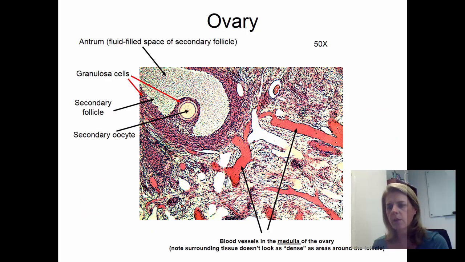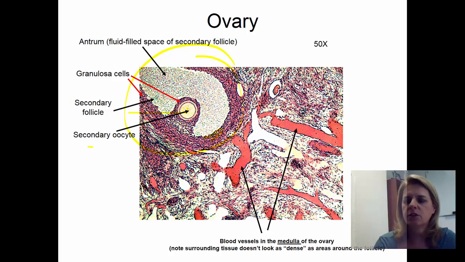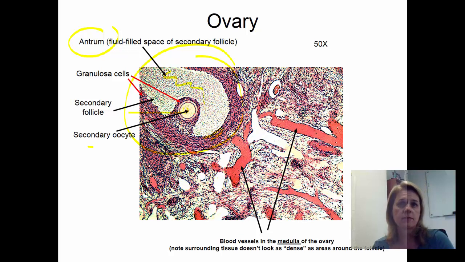Okay. So here is another example of a secondary follicle that's already started to form that antrum. So you have your secondary oocyte, that's this circle in the middle. The secondary follicle is going to be this whole structure. And you can tell it's sort of got two layers of cells here, not as clear cut on this particular slide, but you know it's a secondary follicle because it has that space in it. So if it has that fluid-filled space, which is all of this stuff, we know that's a secondary follicle. So antrum is a thing I can ask you.